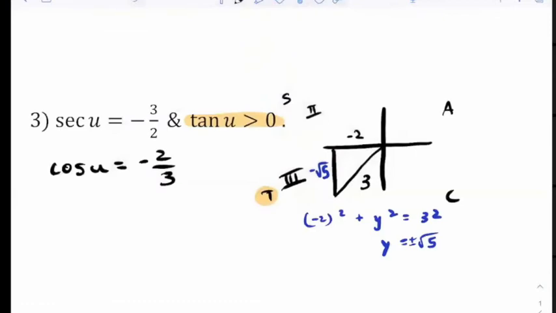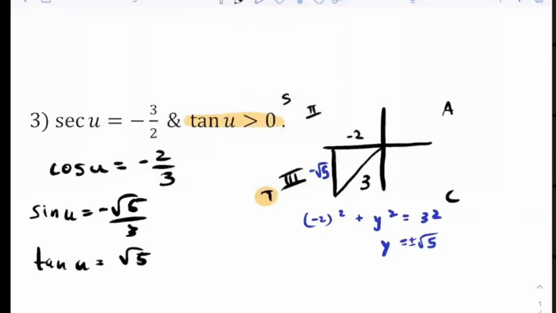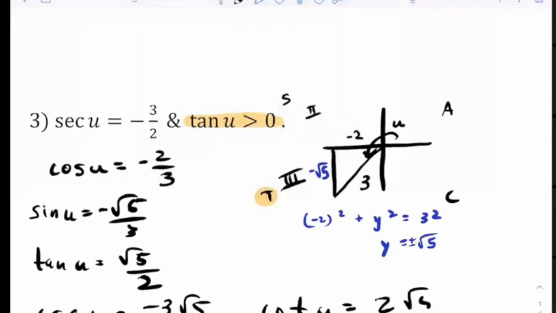We can say something like cosine of u is equal to -2/3. If I needed to do something like sine, I can say this. Tangent of u would be equal to √5/2, which, by the way, this would be my angle u. Cosecant of u would be equal to -3√5/5. And the cotangent of u would be equal to 2√5/5. Okay?